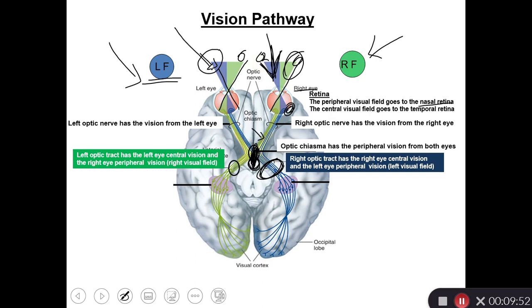And the blue here is the peripheral vision of the left eye, meaning it has your left field of vision. When you look to your left, your right optic tract carries that vision.